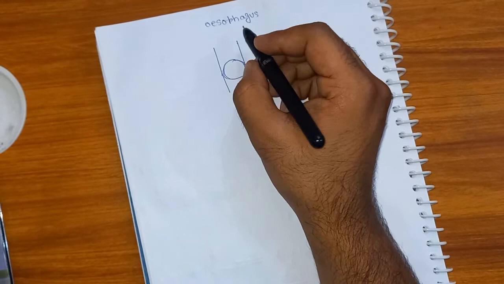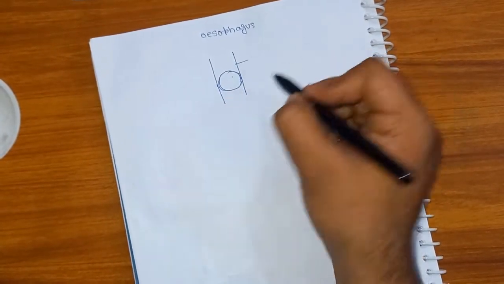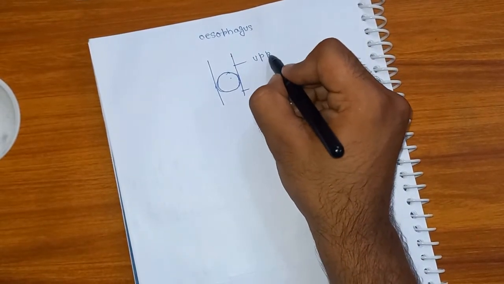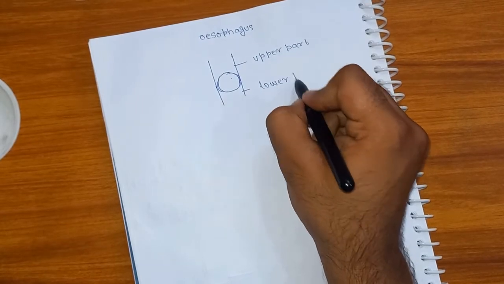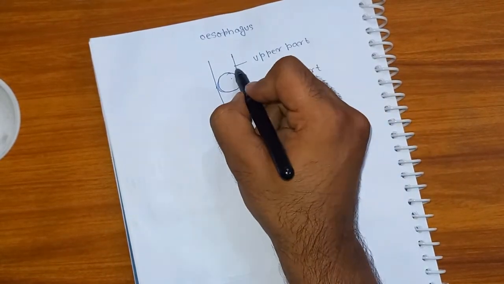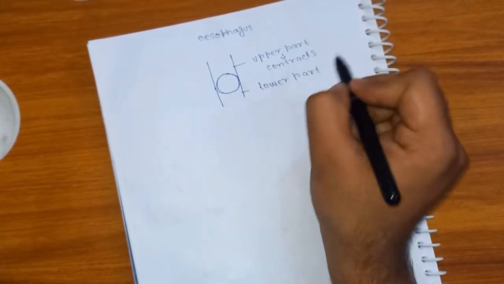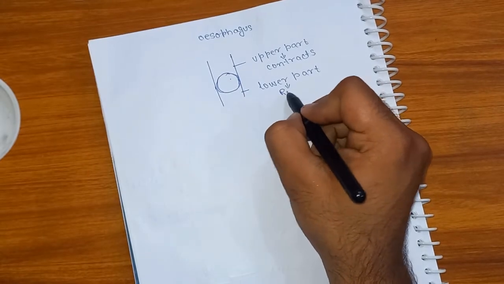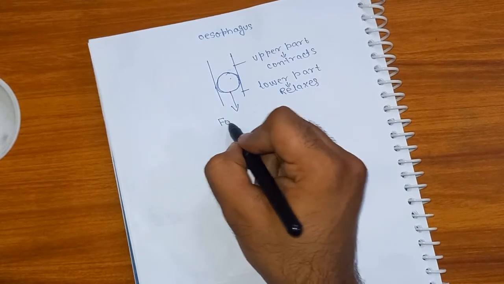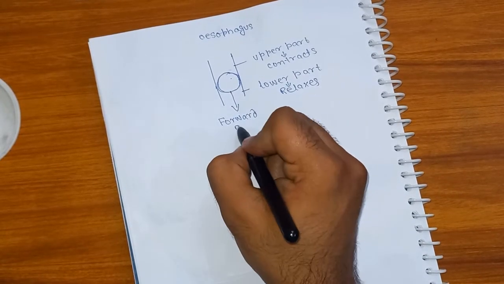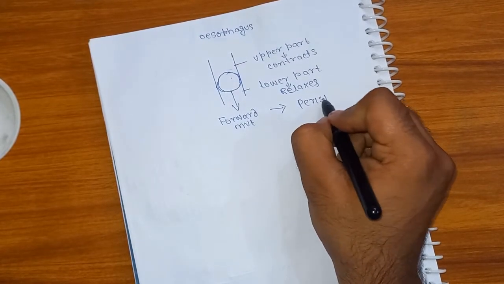Okay, what happens in the esophagus? This is the upper part of the esophagus, and this is the lower part. What happens actually? The upper part contracts and the lower part relaxes. As a result, there is a forward movement of the bolus. This process is called peristalsis.